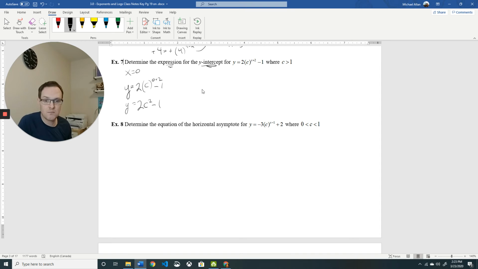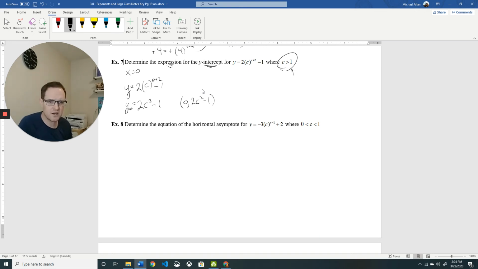So my y-intercept is going to be (0, 2c squared minus 1). There's my y-intercept. Looking pretty good. Now this other part over here doesn't really matter. This could have been a decay function from 0 to 1 as well. It just can't be 1. Well, I guess it could be 1. It just looked kind of weird if it was.